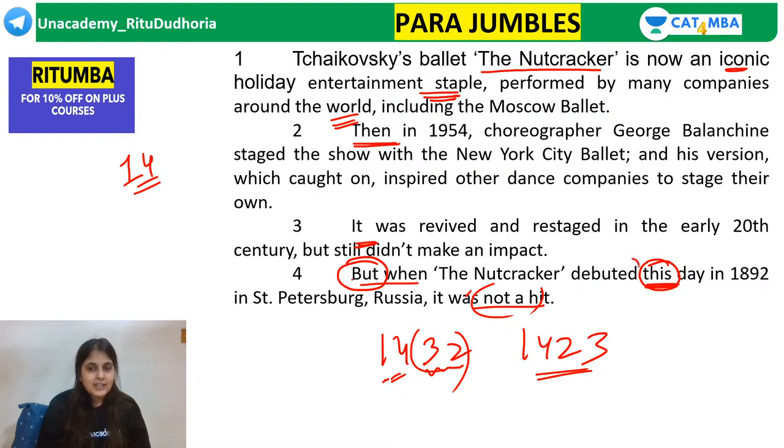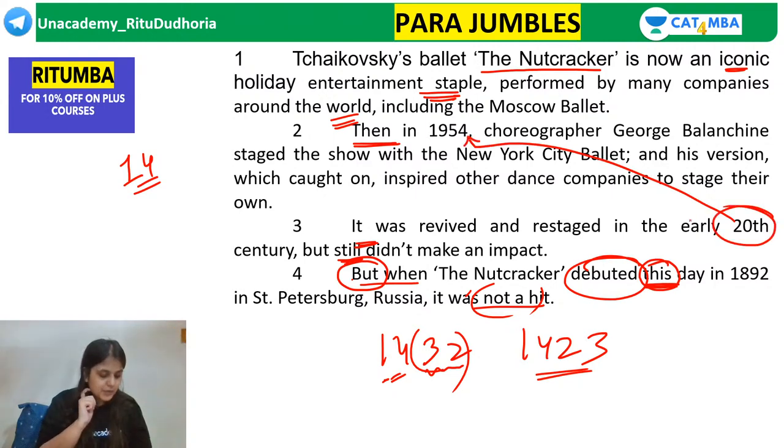Now, the Nutcracker debuted this day in 1892. It was not a hit. It was revived and restaged in the early 20th century, but still didn't make an impact. Then in 1954, someone staged the show. Guys, who did not go chronologically?